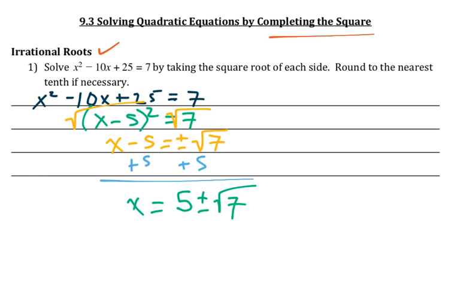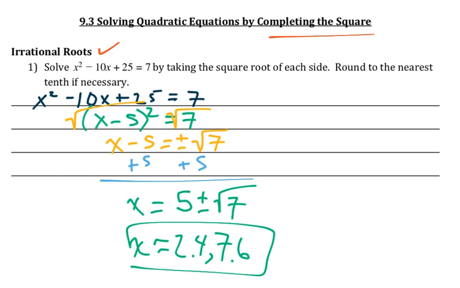Now that is exact, but since they say round to the nearest tenth, we are going to type that into the calculator to give us an idea of where these roots are at. So 5 plus the square root of 7 is going to give you something, and then 5 minus the square root of 7 is going to give you something. And we're going to round to the tenths. So that would be x is approximately 2.4 or 7.6.